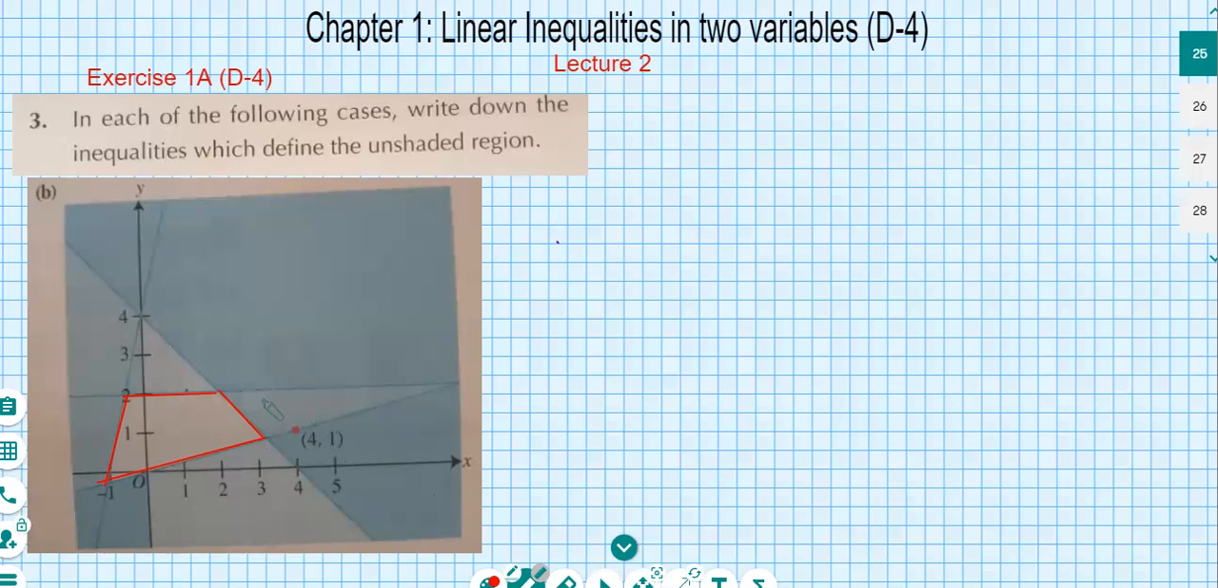So first one is this. This is actually a straight line that is parallel to the x-axis. So it means this will be y equal to some constant value, and y is equal to 2 because it passes through 2 on the y-axis. So the equation of the line will be y equal to 2.